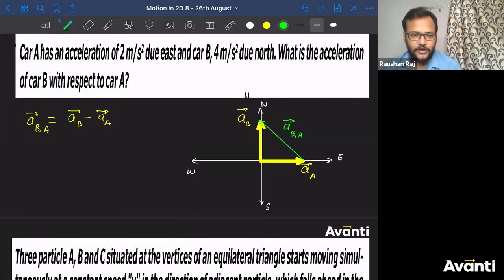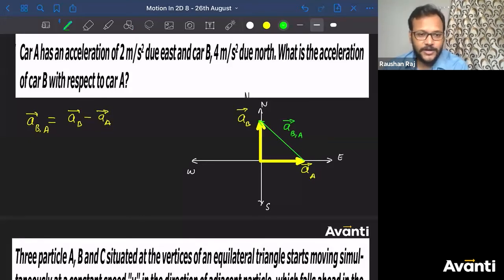Guys, do you remember this or have you become Ghajini now? If you recall the concept, if you recall how to do subtraction between two vectors, you can easily draw this diagram. If you don't recall it, you will struggle.